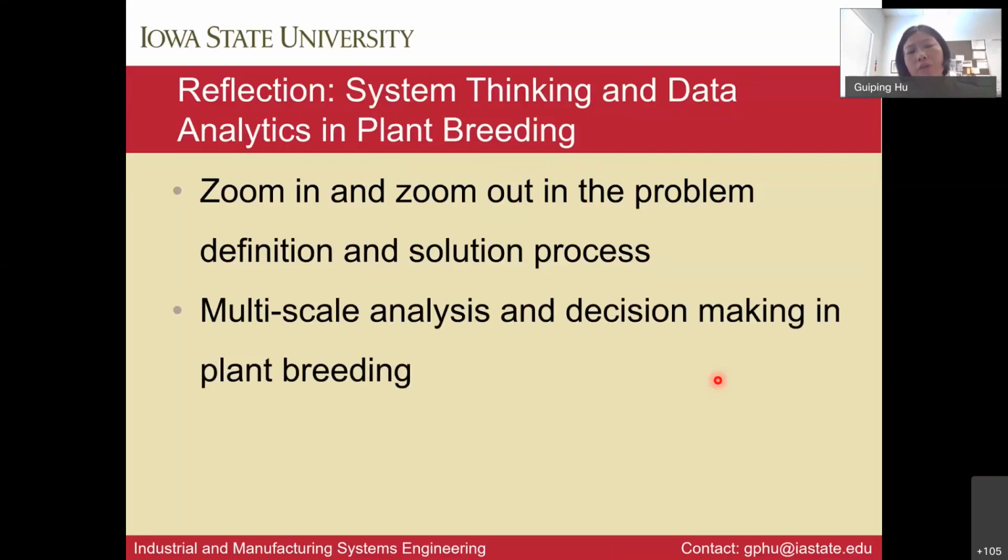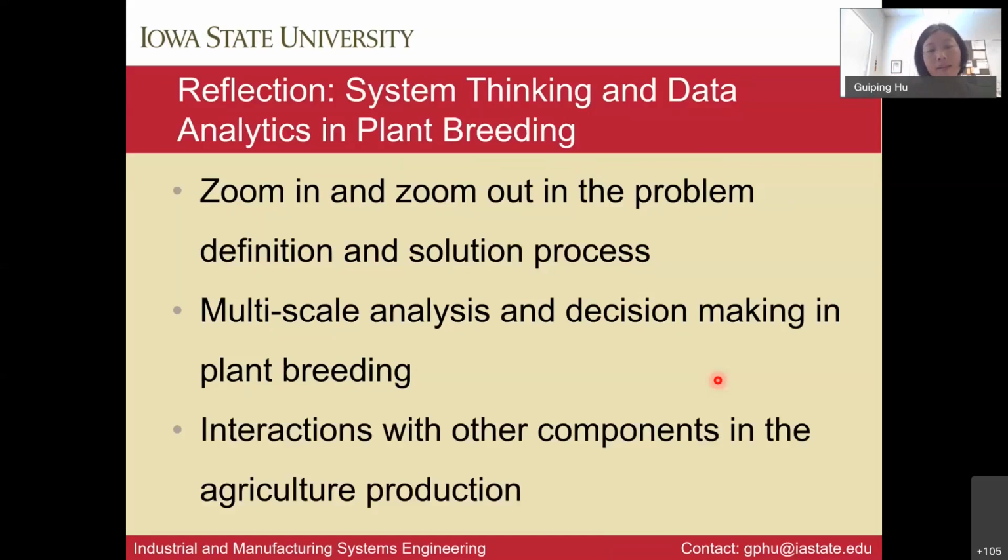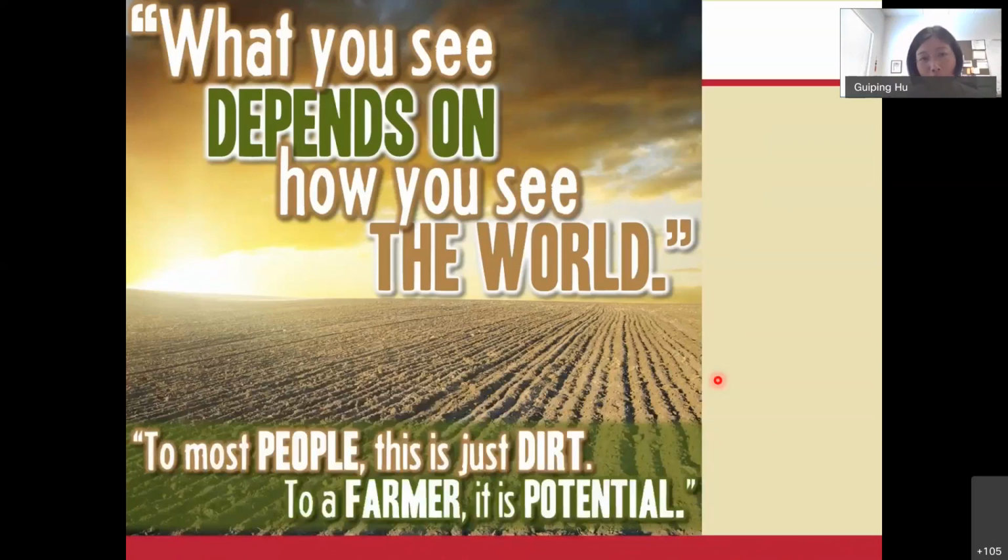Another thing I want to mention is that plant breeding, from my understanding of the systems engineering process, involves multi-scale analysis and decision making. You can zoom in and look at the genetic information, but you can also zoom out and look at how plant breeding could plug into other systems. That's also tied to the very last bullet, which is interactions with other components in the agricultural production system. Okay, so with that, I will stop.